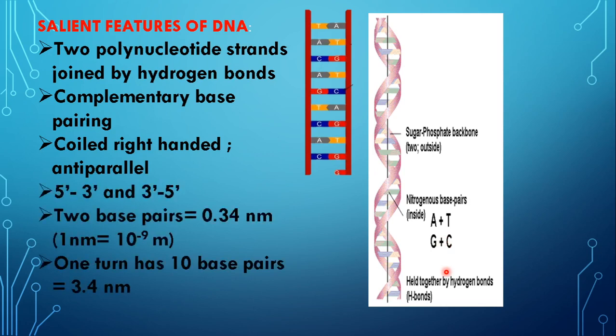Then the polarities of the two strands, as already mentioned in the previous slide, are 5 to 3 and 3 to 5. Now this is one important point here. The distance between any two base pairs, like the distance between this first base pair and the second base pair, we call these base pairs. 1, 2, 3, 4, 5, 6, 7, 8, 9 base pairs make up this small portion. So the distance between any two base pairs is 0.34 nanometers.